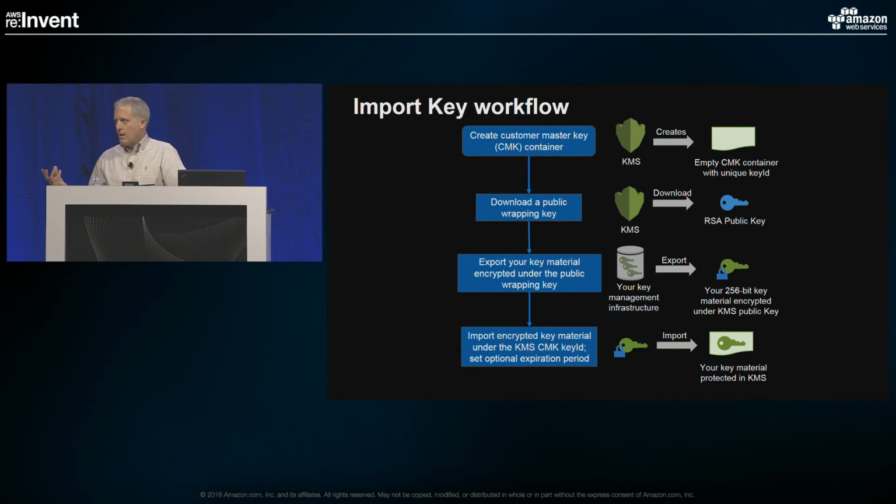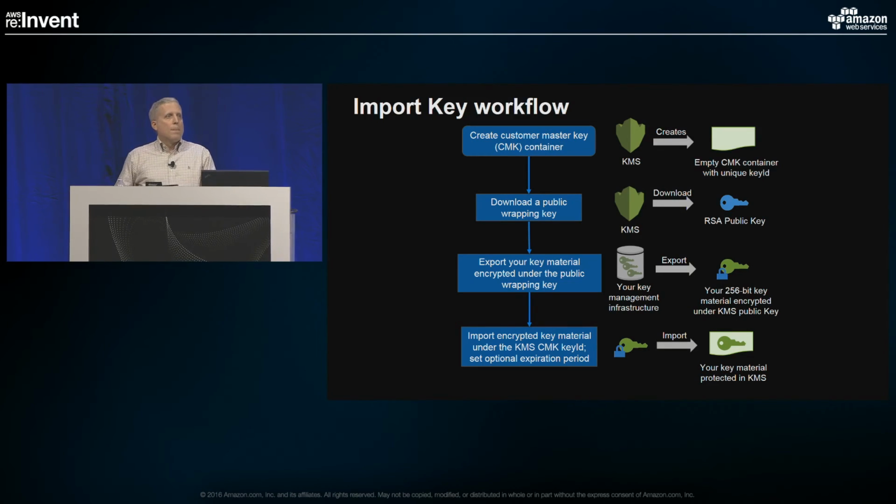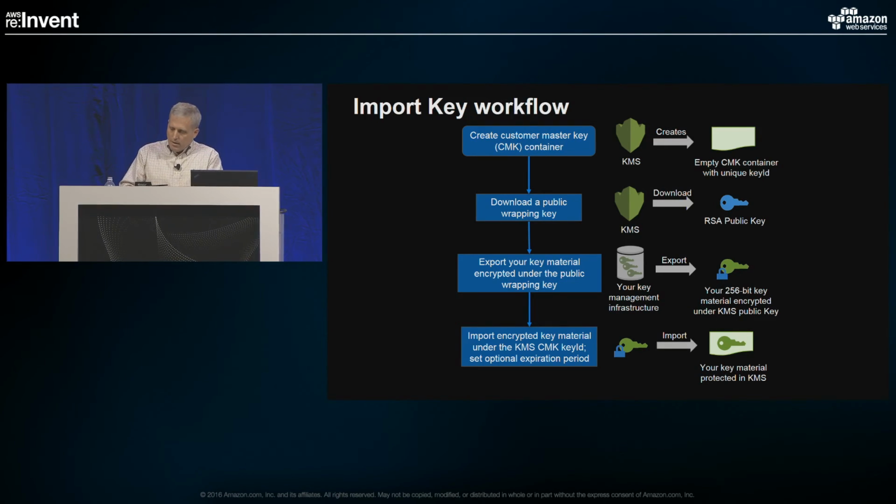Now you've got an encrypted blob and you pass it under the Import Key API. We will decrypt it using the private portion of that RSA public key. And then we will take your key and encrypt it under our key hierarchy, copy it to multiple locations so that for the period that you want that key to be valid, we don't lose it.